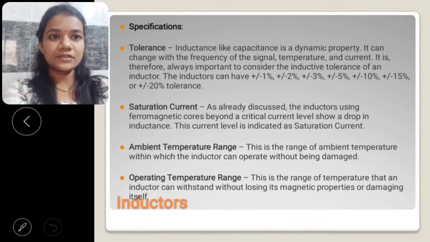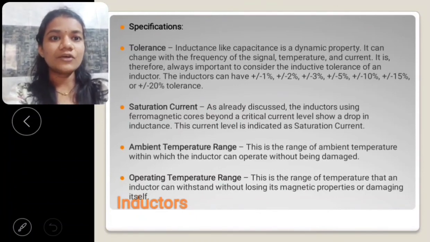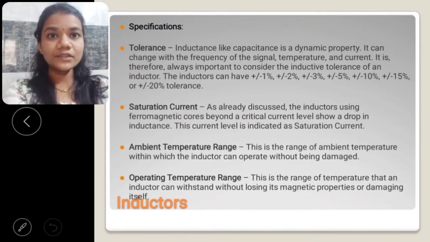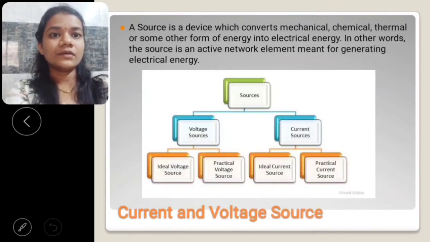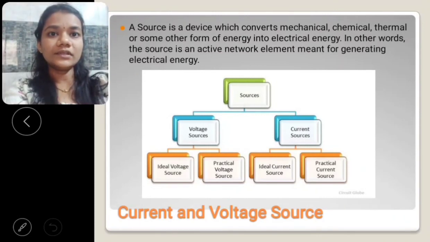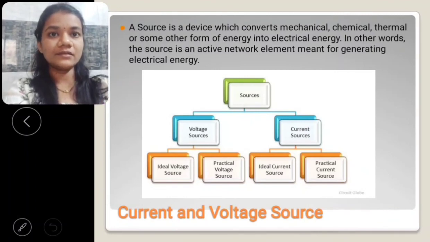Next is the ambient temperature range. Ambient temperature range is the temperature range at which the inductor can operate without being damaged. The level at which the inductor operates without damage is called the ambient temperature range. And the operating temperature range is nothing but for how much time the inductor will withstand without losing its properties. So for this we can say it is the operating temperature range. So this is all about the inductor, or we can say the passive components, that is the resistor, capacitor and inductor.